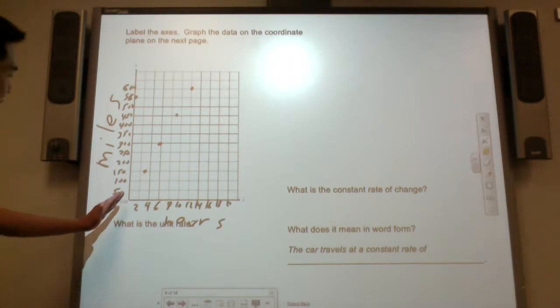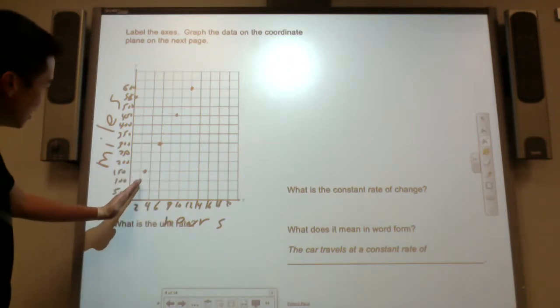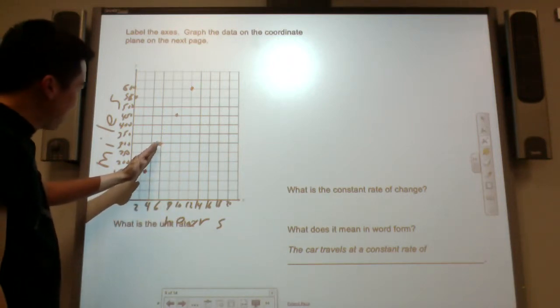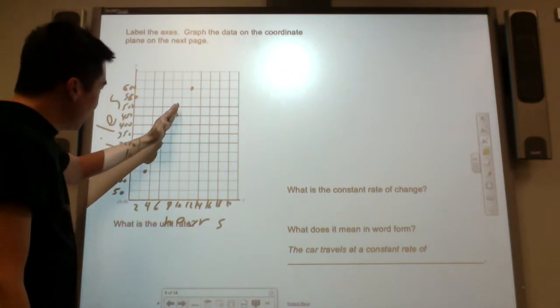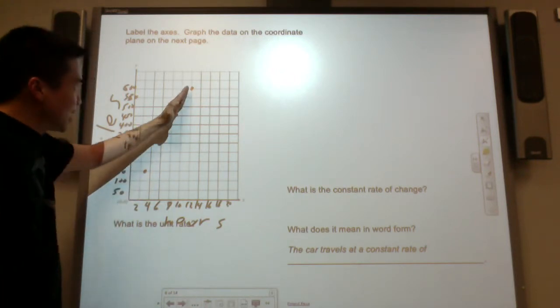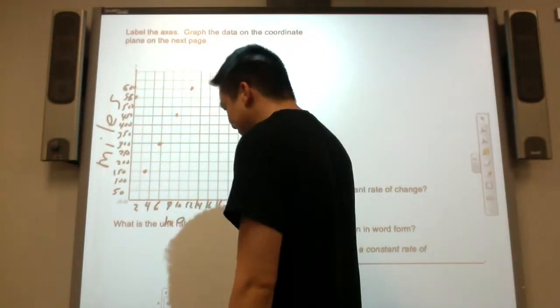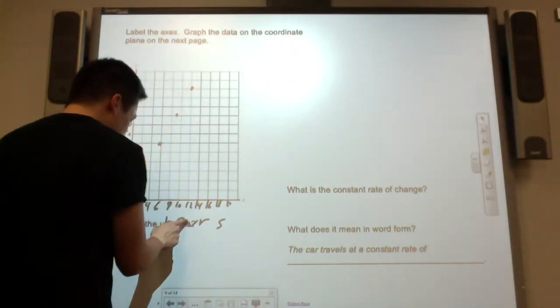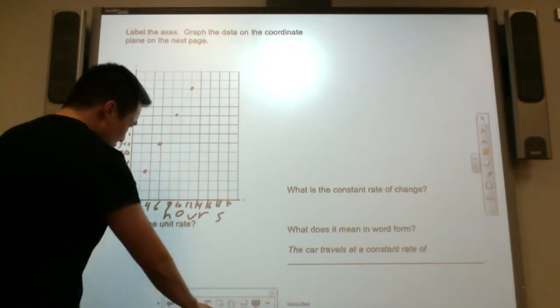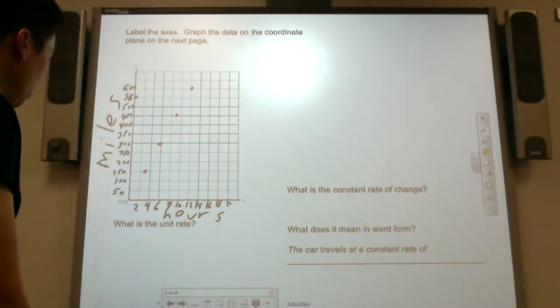If you look at this line, if you had connected it, does it look like it is changing the same amount as you keep going? Is it a steady, constant line? It does to me. So what is the unit rate? Let's go back. It's right here. What is the unit rate? Per hour. So what do you notice?